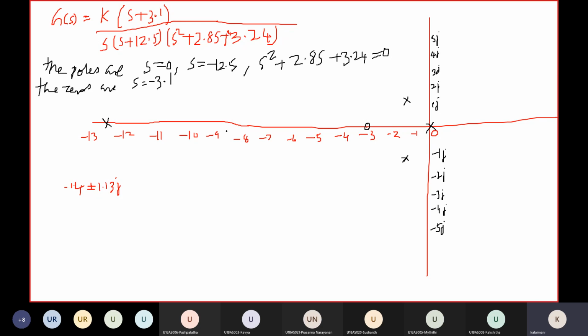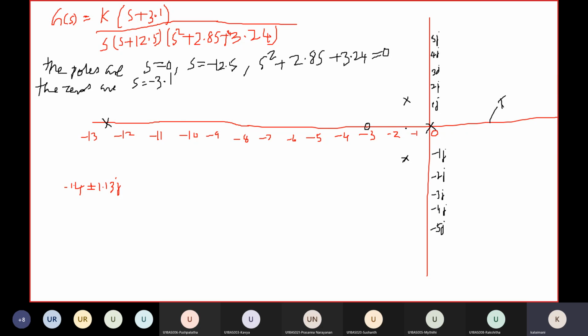Then next we have to find whether this real axis will participate in the root locus or not. Now can you find out? Then we take some test point. Suppose I take a test point here, the right hand side of this test point, the number of poles and zeros count is 0. Therefore this portion will not be part of the root locus.